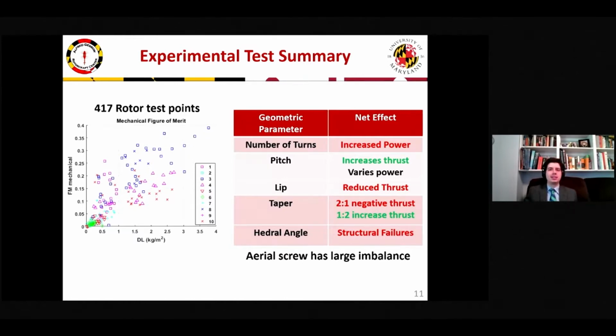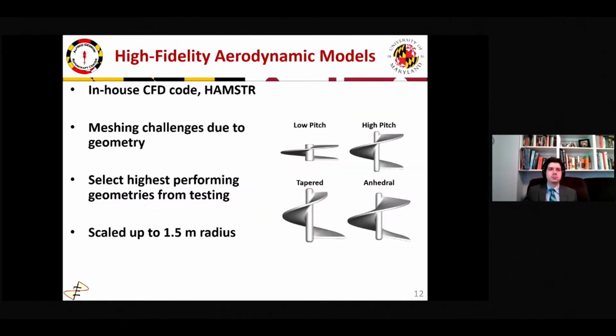Additionally, we found that balancing these screws was going to be a large technical challenge. The large height and lift imbalance generates large 1 per rev moments about the base of the shaft. However, at this point, we are now able to quantify the lift generation of the aerial screw, but we still lack a physical understanding for how it operates. And so we took these results to inform our CFD analysis.